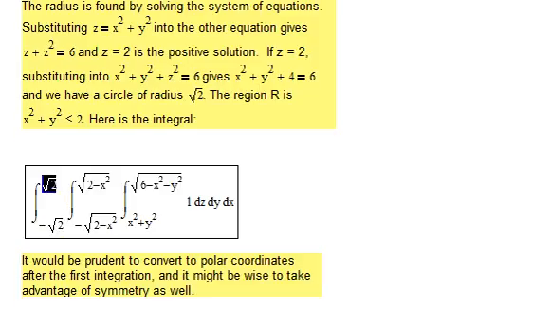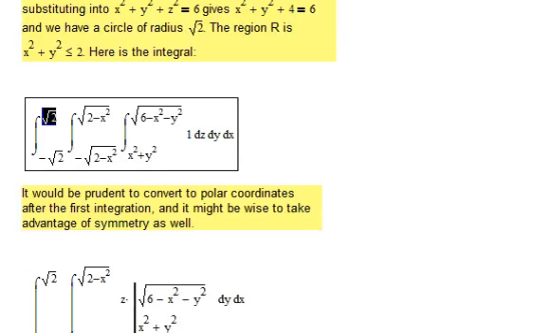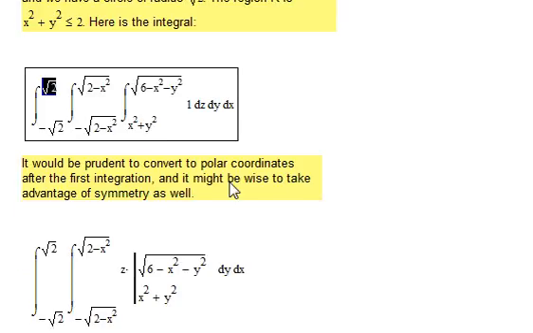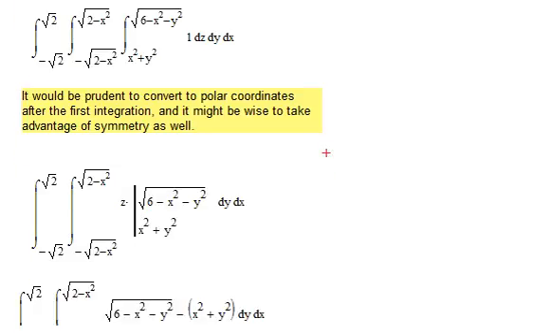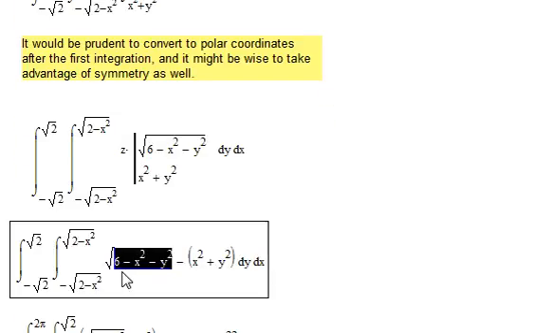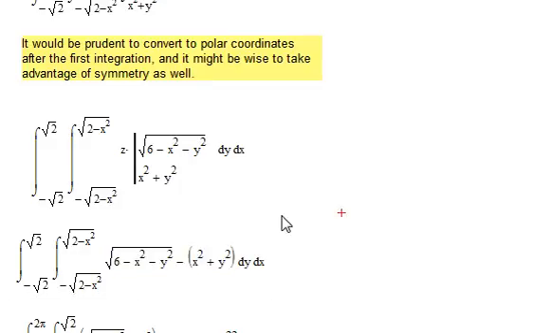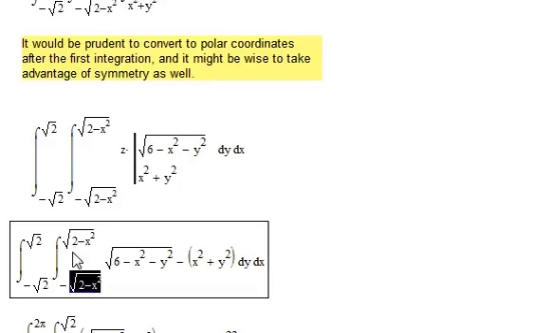So I think in order to compute this, it would be good to switch to polar coordinates after the first integration. The first one's easy enough because we're just going to get z going from here to here, and as you can see when we evaluate that, we're going to get square root of 6 minus x squared minus y squared minus x squared plus y squared, and y going from here to here, x going from here to here still.